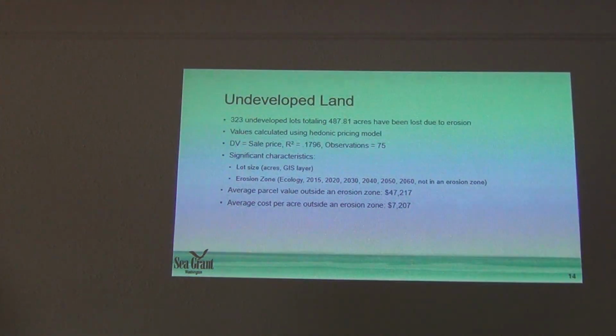Undeveloped land is the majority of what has been lost up to this point. There have been 323 undeveloped lots totaling 487 acres. The size of the lot and the erosion zone were significant. If you're outside of an erosion zone, the average parcel value was $47,000. If you're inside the erosion zone, it's $7,200 per acre.